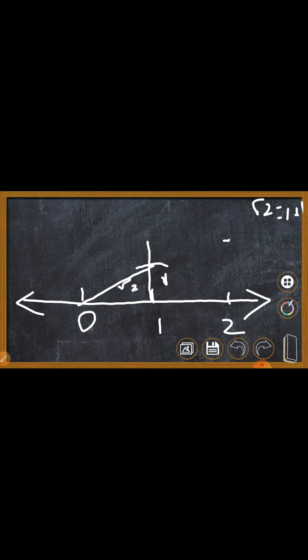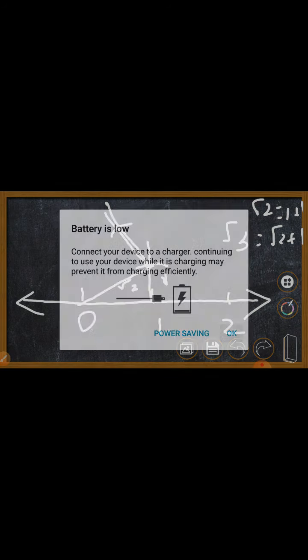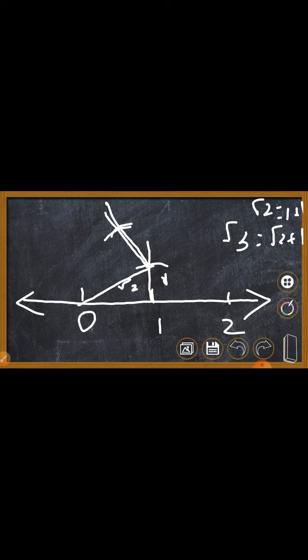Now let's come to representing root 3. Root 3, what was it? It was root 2 plus 1. So I have my root 2 now. Let's draw a perpendicular over here at root 2 like this. Then you need to cut off 1 centimeter over here, because root 3 is equal to root 2 plus 1. And then you join this, so this is your root 3.